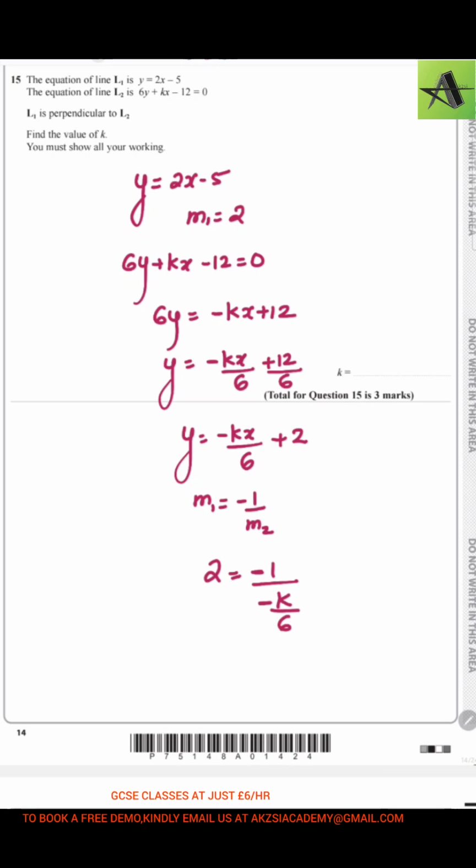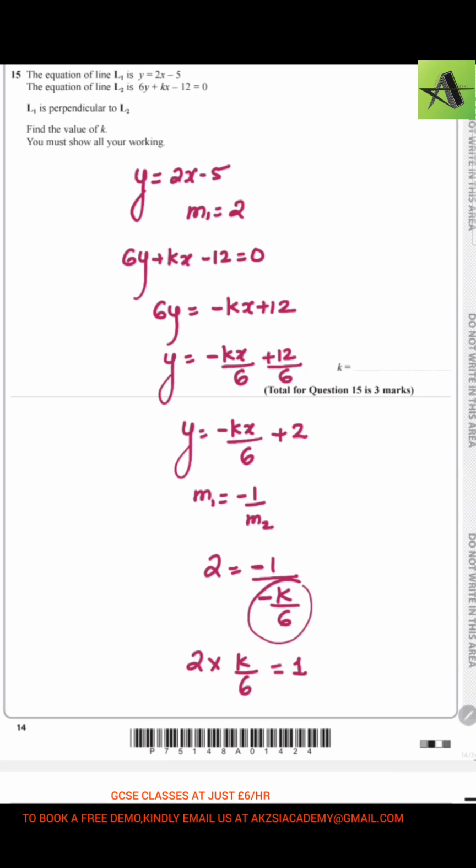So I'll cross multiply. That means this whole will go up there. Or I can say multiply both sides by negative k over 6. Multiplying both sides, I get 2 times k over 6 equals 1, and k over 3 equals 1. Finally, multiplying both sides by 3, you'll get k equals 3. So this is how we can calculate the value of k.